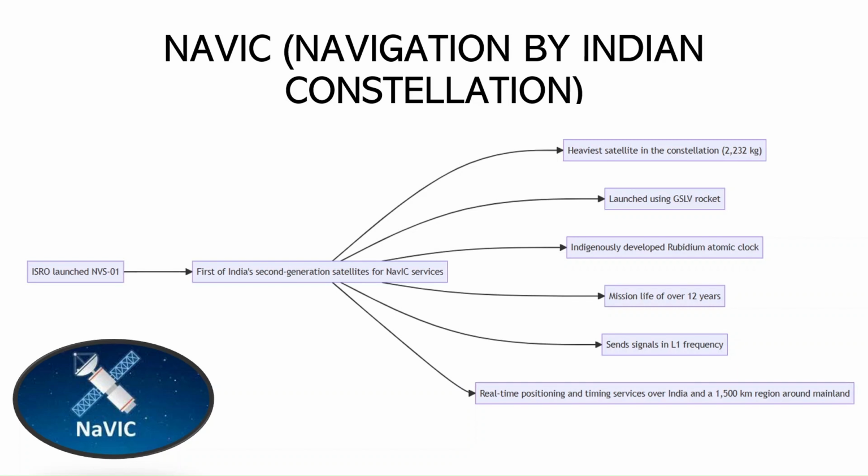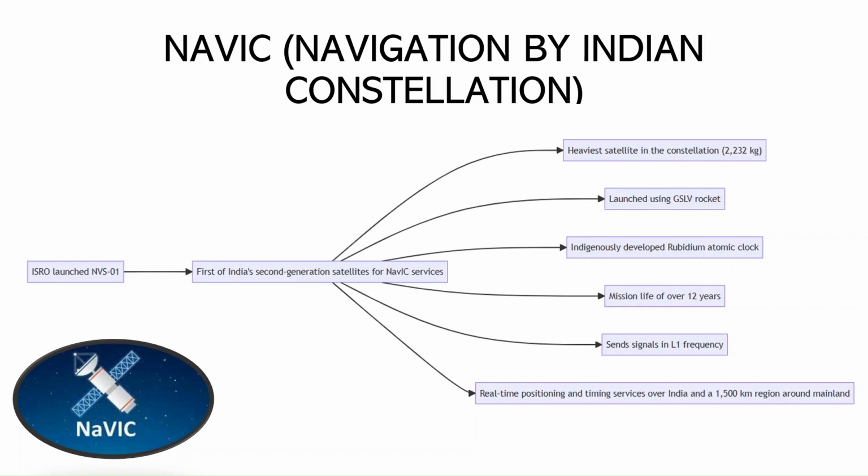Now, let's explore some of the key highlights of this satellite. It weighs an impressive 2,232 kg, and it is the heaviest satellite in the NavIC constellation, and it was launched using the Geosynchronous Satellite Launch Vehicle, GSLV, rocket, right? It is equipped with an indigenously developed rubidium atomic clock, which ensures accurate and reliable location services. Also, NVS-01 has a mission life of over 12 years, which surpasses its previous generation satellites by 2 years. That is, they were for a 10-year lifespan, but this one, NVS-01, is for a 12-year lifespan, right?